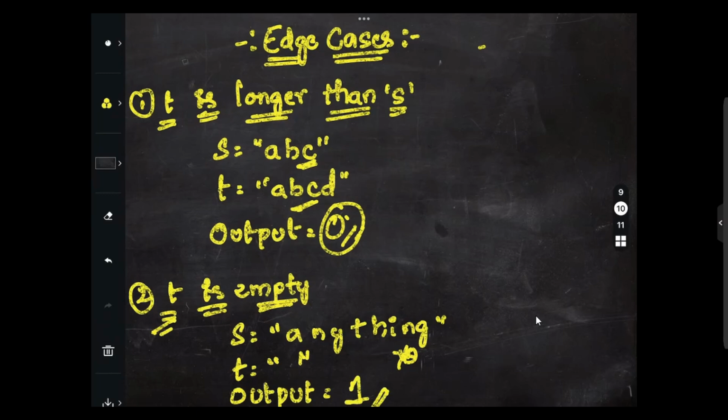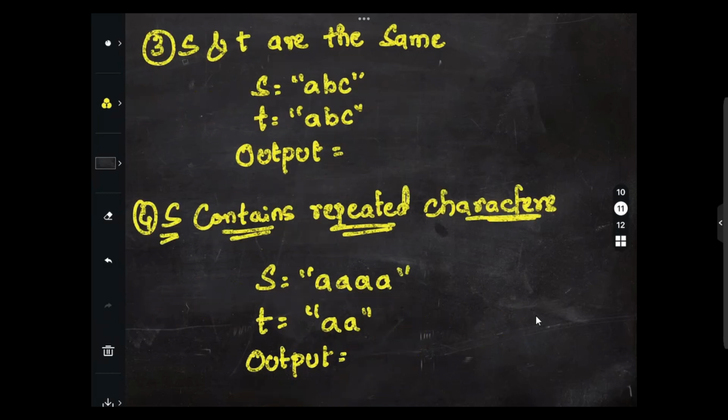So whenever we have an empty string for t, if we delete s entirely, we can match it up. Same thing, right? We can match this up. So that is only one way, and that's what the output is here.